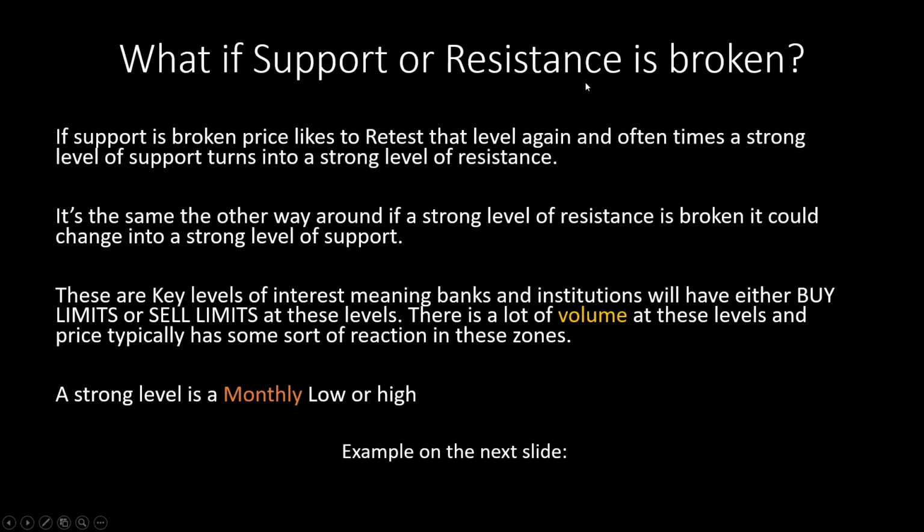So what if support and resistance is broken? If support is broken, price likes to retest that level again, and oftentimes a strong level of support turns into a strong level of resistance, like I showed you in the previous slide. So we'll have our resistance in the past, we're going to break out, and now it's going to be our support level. For how long? We never know, but that's just what it does. If it breaks out, it's going to retest, carry on. So it's going to retest these levels over and over again.